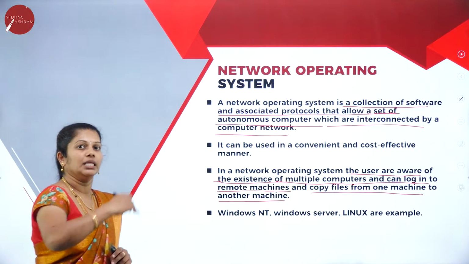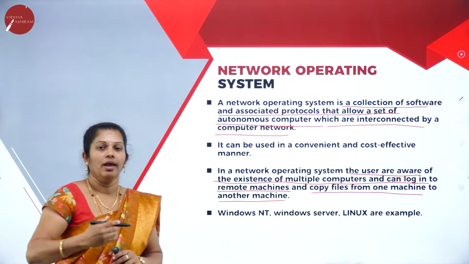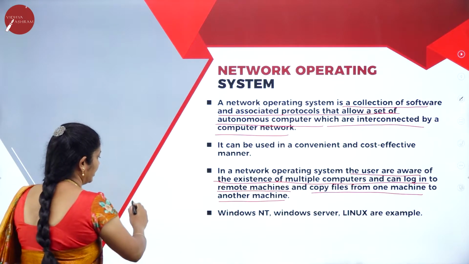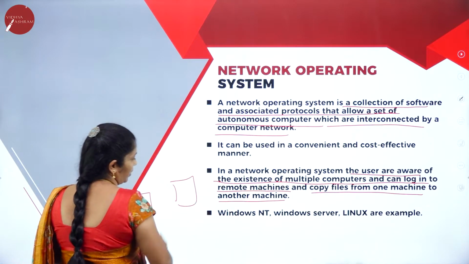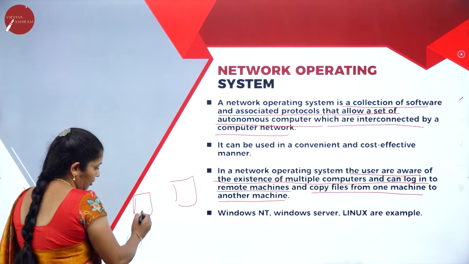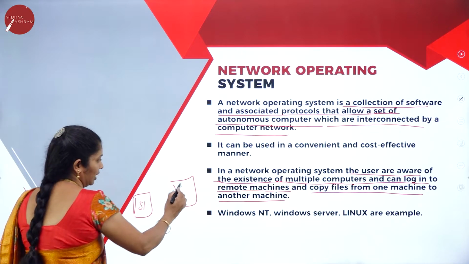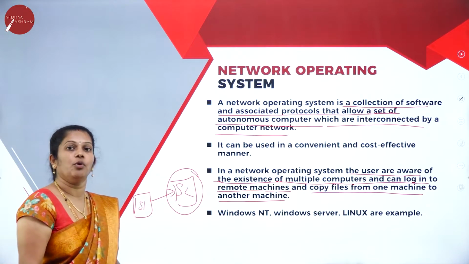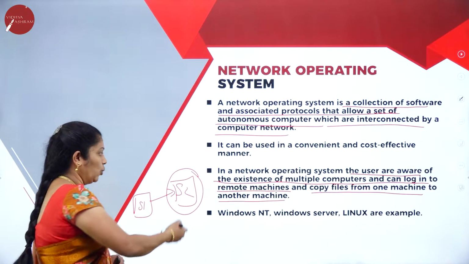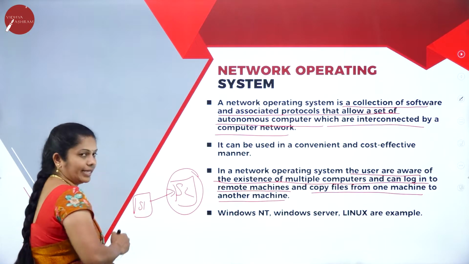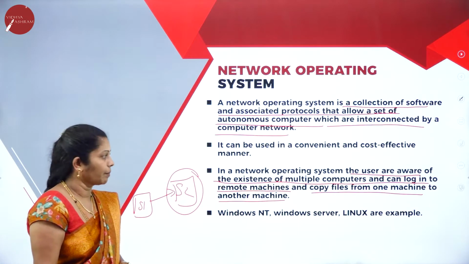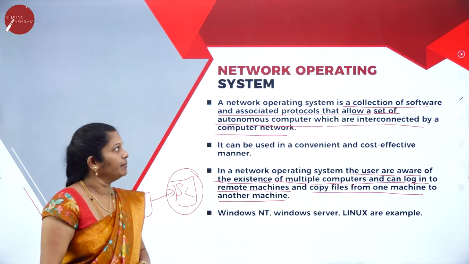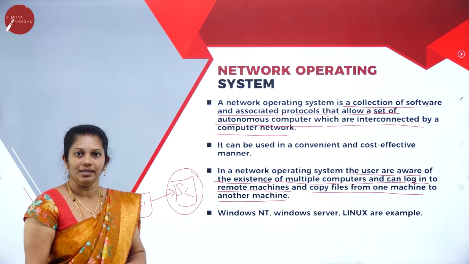From one place to another place, I can log on, and whatever data is in another system, I can easily access. Consider here we have one system and here also we have one system. The user who wants to sit on system 1 can directly access the data which is present in another system. Remote login is possible here. And whatever data is in S2, they can access in the S1 system. Windows NT, Windows Server, and Linux are examples of a network operating system.